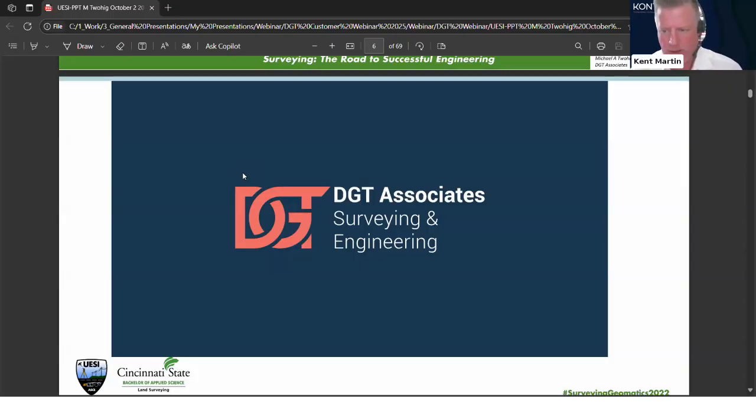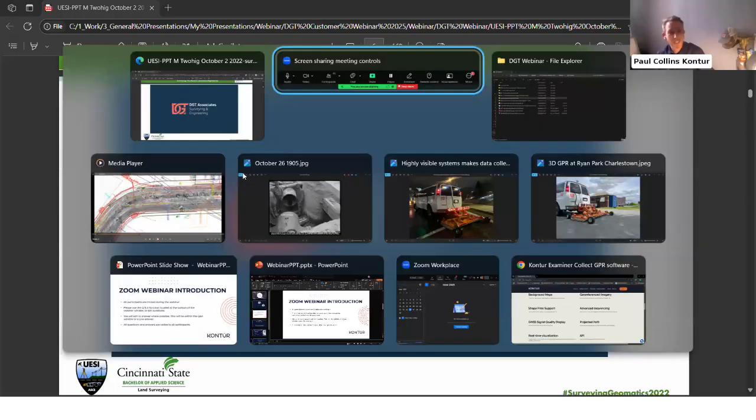And then does Examiner Collect support real-time B scans and Google Earth integration? That actually brings us to a very interesting announcement that we're going to have right now. That's a great question, and I'm just going to finish off with letting you know what we've got.